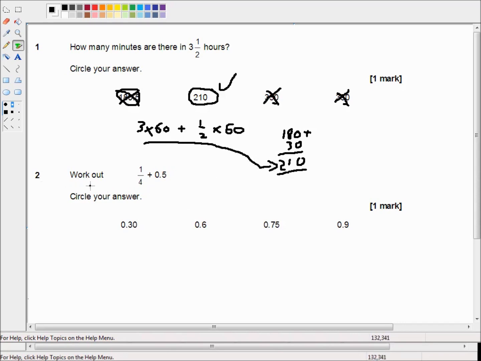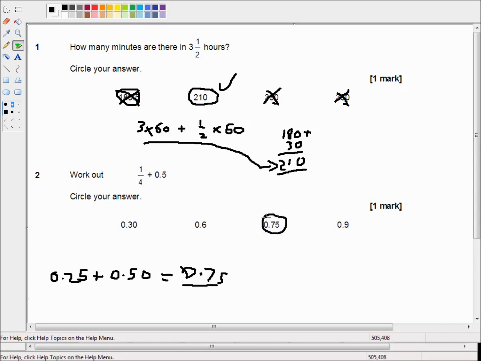And question 2 says work out 1/4 plus 0.5. Well, I think we're expected to know that 1/4 is 0.25, so this is 0.25 plus 0.5, or 0.50. And that's equal to, well, 5 plus 0 is 5, 2 plus 5 is 7, decimal point, and then there's the 0. So it's 0.75.